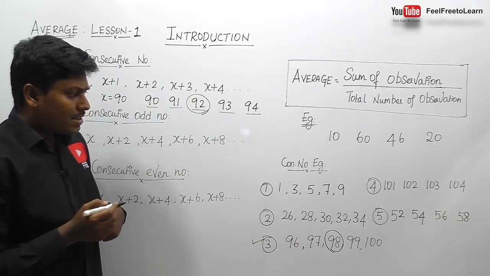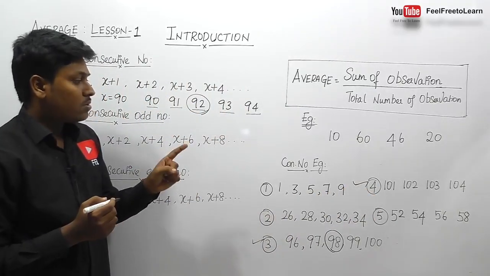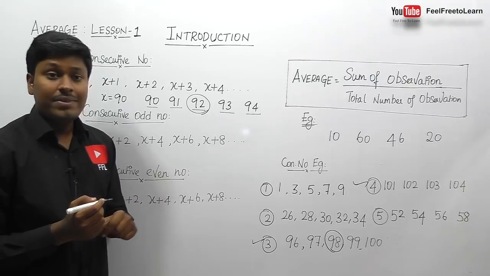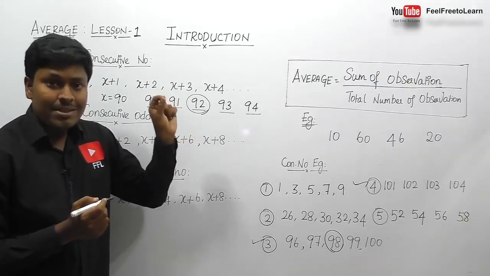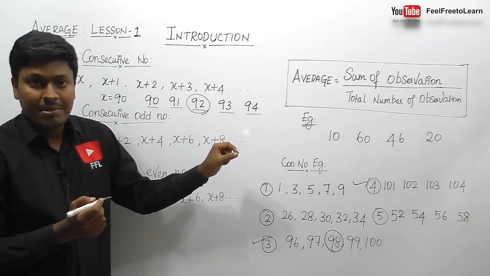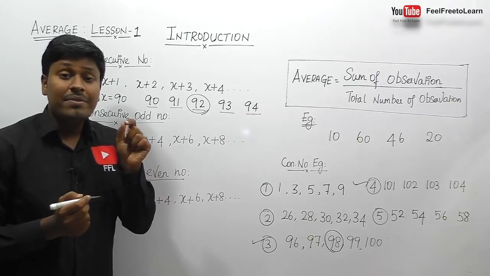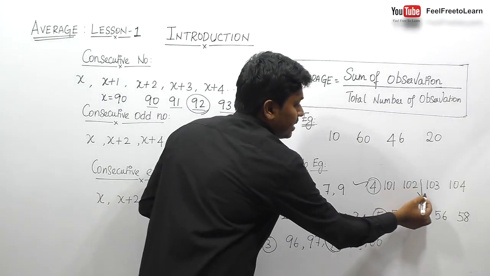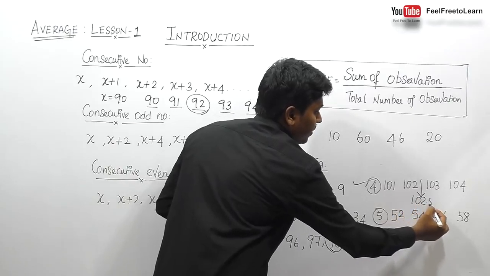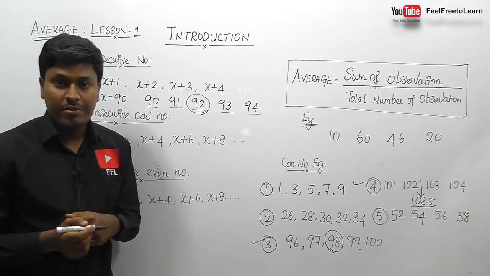So friends, let me take another example, example number 4: 101, 102, 103 and 104. If they ask what is the average for question number 4, first of all, we need to check whether it is a consecutive series or not. It is a consecutive series, 101, 102, 103, 104. So the center number will be its average. The center number will be 102.5. So the average for question number 4 will be 102.5.